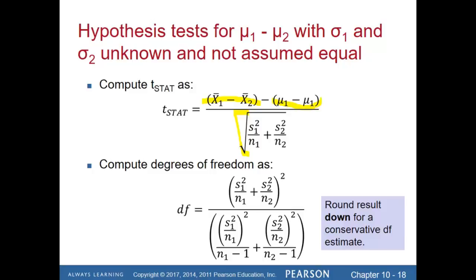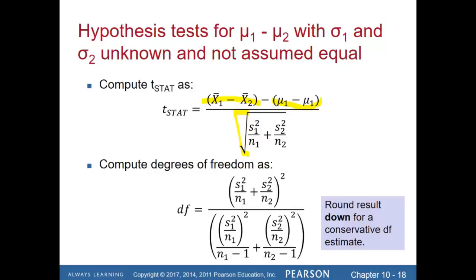Now in this case, our standard error is computed by taking the variance of the first sample divided by its size, plus the variance of the second sample divided by its size, adding those two together and taking the square root. So those computations, not bad at all. In fact, maybe even a little simpler than our pooled variance computations.